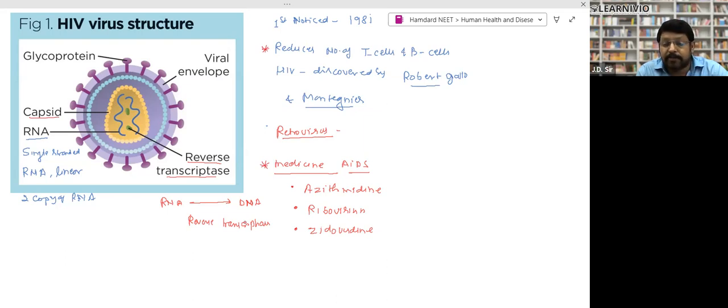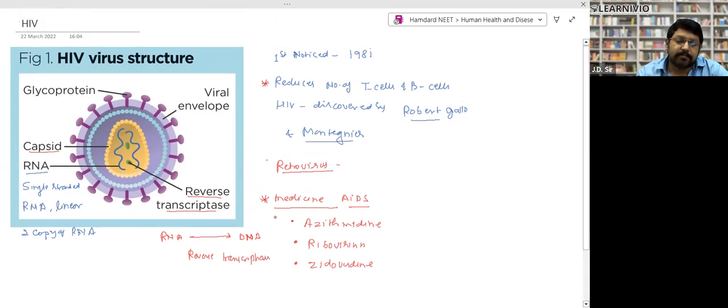99% of the time, the person infected with HIV will die because of TB, because all of us have some amount of TB, maybe 5% to 10%. Whenever the immune system switches off, the TB bacteria start multiplying and cause TB, and the person will die because of the TB. So that is the HIV virus.